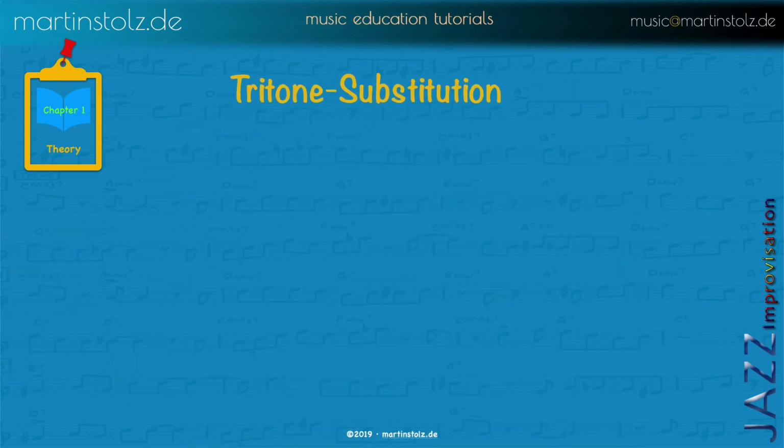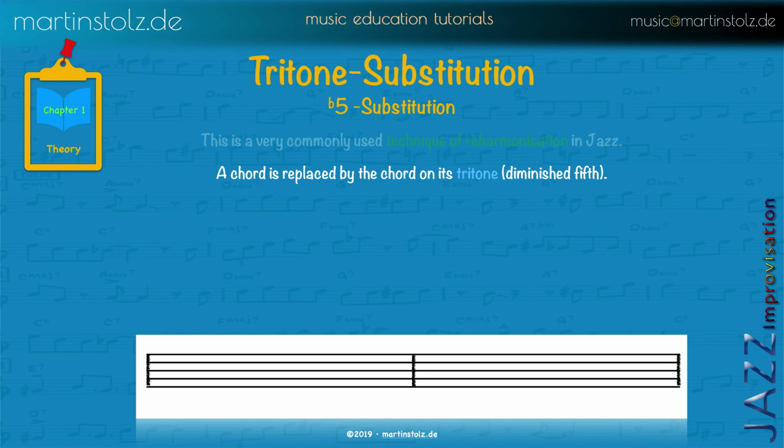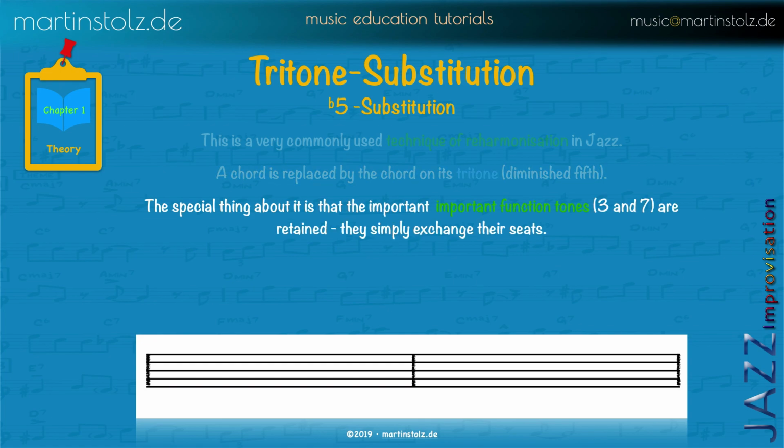So let's have a look at the tritone substitution, which is called the flat 5 substitution as well, as I think in German it is. I hope it's in the rest of the world as well. It's a very commonly used technique of reharmonization in jazz. What happens is a chord is replaced by the chord on its tritone, diminished fifth. The special thing about this is that the important function tones 3 and 7, which make the function of a chord, are retained. They simply change their seats. You will see what this means.